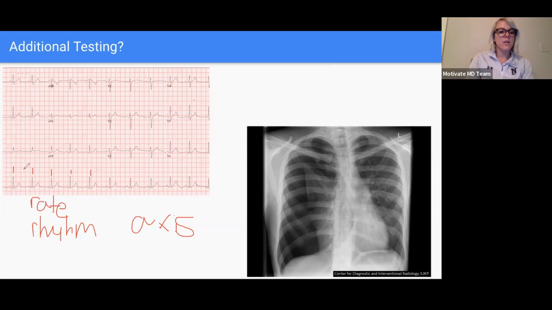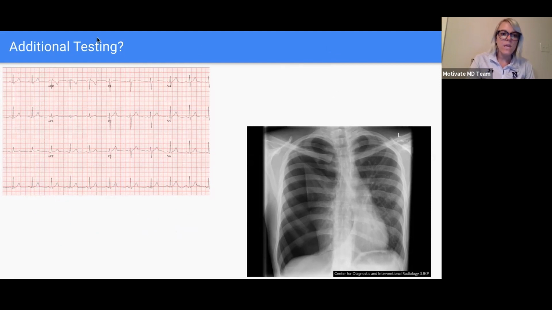Now, if one QRS complex was happening here, and then the next one was happening here, and then the next one was happening here, that is irregular. We often see that in things like atrial fibrillation. Okay, so let me clear all this, and that is a regular EKG, just so you know. What we're going to focus on now is this chest X-ray.